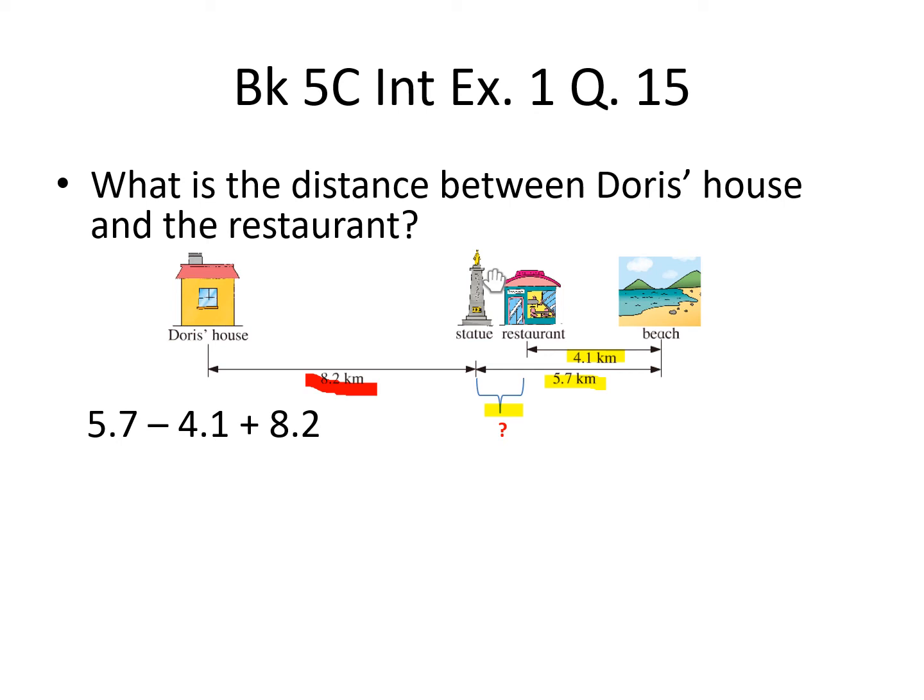So here in your column form, you have to do from the left to the right. So 5.7 minus 4.1, it is 1.6, no carrying here. And then you add 8.2, so the final answer is 9.8.